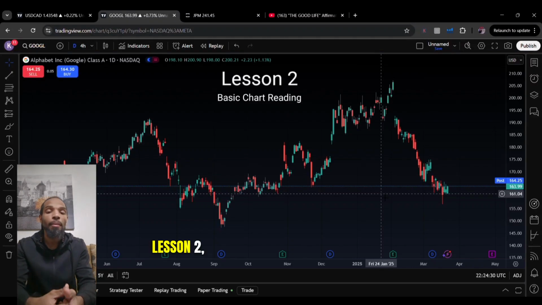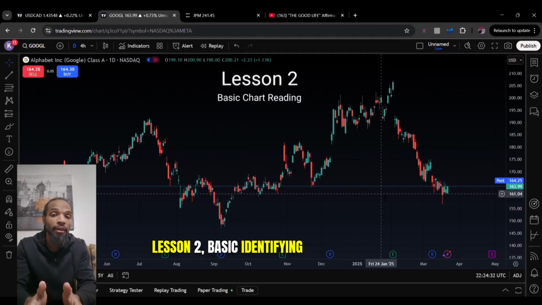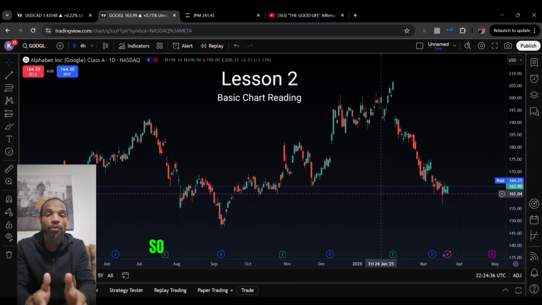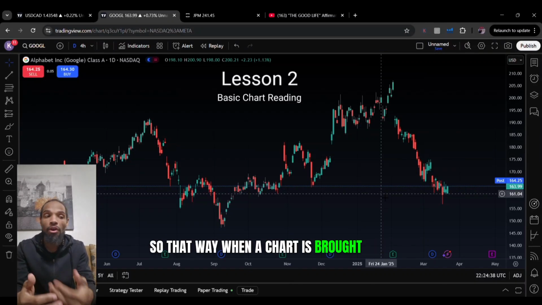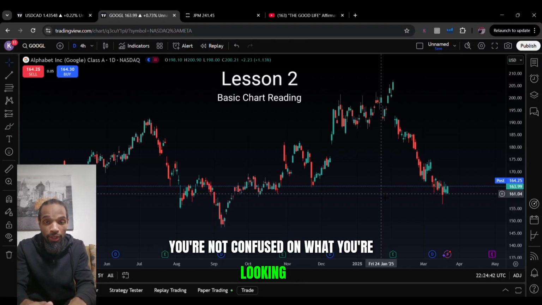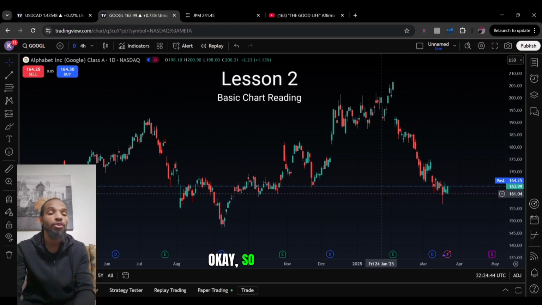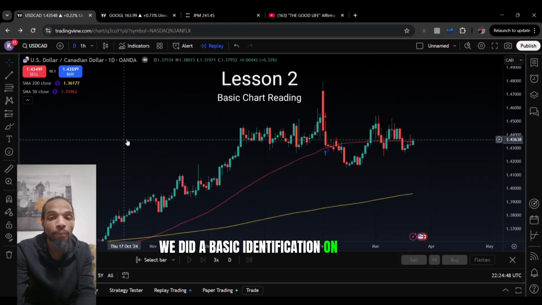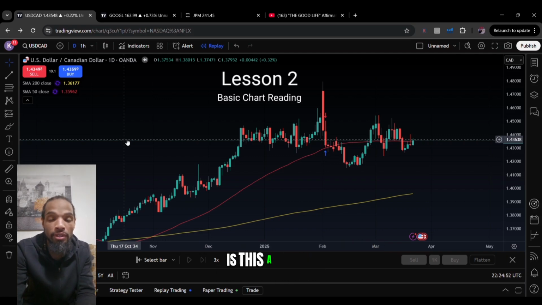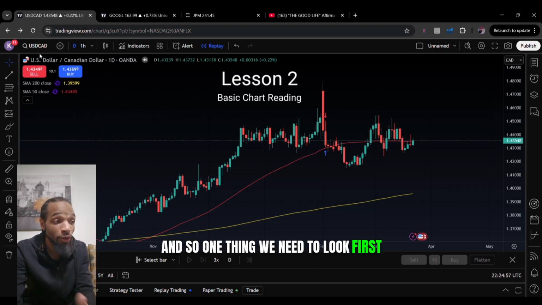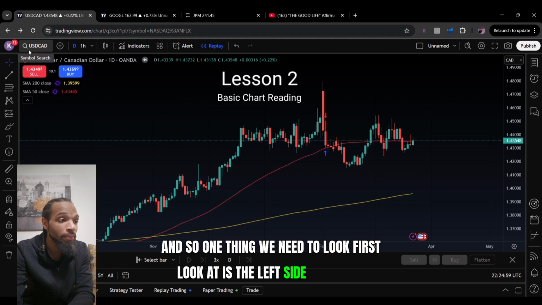Lesson 2, basic identifying and reading of a chart. So that way, when a chart is brought up in front of you, you're not confused on what you're looking at. Okay? So in lesson 1, we did a basic identification on what it is we're looking at. Is this Forex? Is this a stock? Is this futures? And so one thing we need to first look at is the left side.